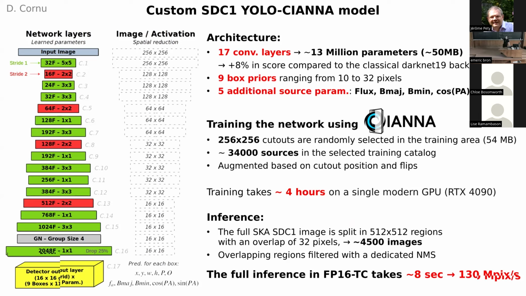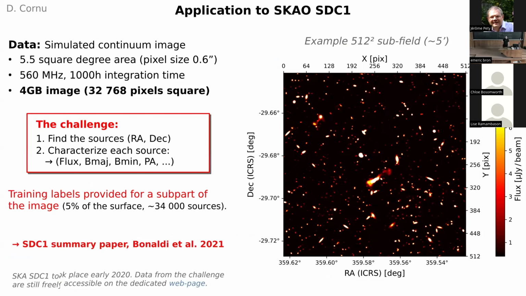So training this model on a single GPU is about 4 hours of computing time. And what is more interesting is that applying the model to the full 33,000 squared pixel image takes about 8 seconds on a single GPU. And again, this is to put in relation to the fact that this image required 1,000 hours of integration time with the SKA. It would require this amount of time.